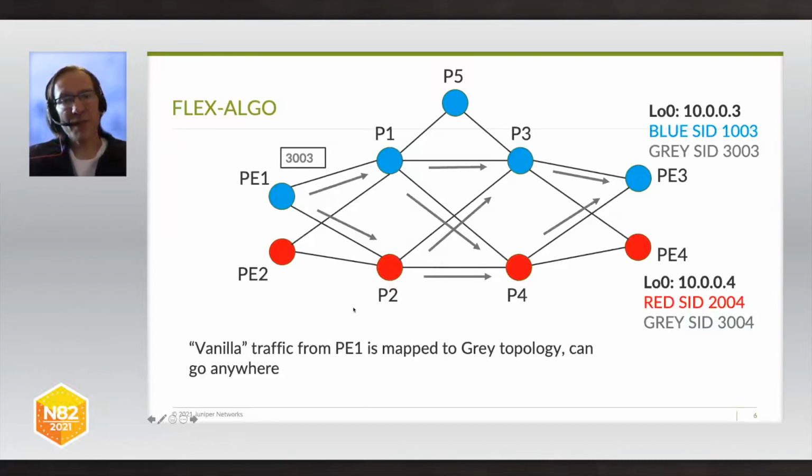And so PE1, when it did its SPF calculations in the context of the gray topology, realized that it has two shortest path neighbors towards destination PE3, those being P1 and P2. And so it ECMPs the traffic across those two next hops. Likewise, P2 can see P3 and P4 as next neighbors, as does P1, and so the ECMP across P3 and P4. And so you can see the traffic makes its way from PE1 to PE3 across the network using these various ECMP paths. So that's for the vanilla traffic.